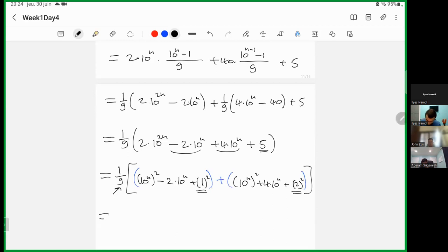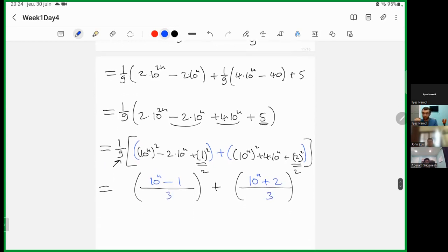So let's rewrite this down as a sum of two squares. Ten to the n minus 1, and this is 10 to the n plus 2. Okay, there we go. Yeah, good. Exactly. Good job.